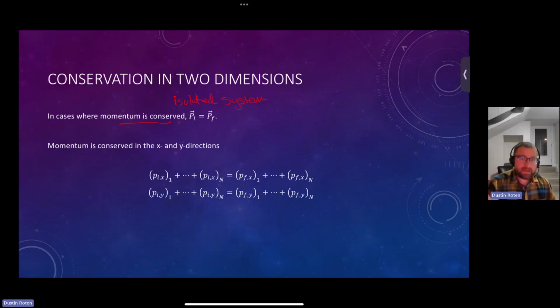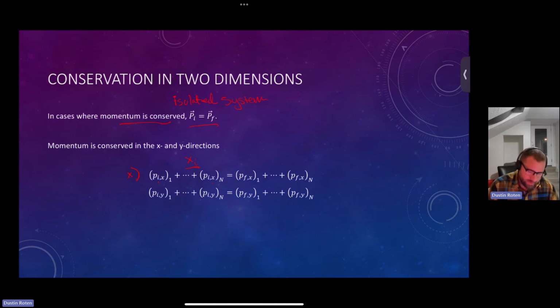So in an isolated system, we know that what we start with is what we end with. And this is also the case in each individual direction. So in the x direction, what we start with is also what we end with. So we have our initial x pieces, p_ix1, p_ix all the way through n. We could have a million objects if we wanted them.